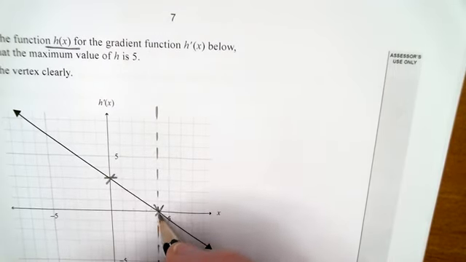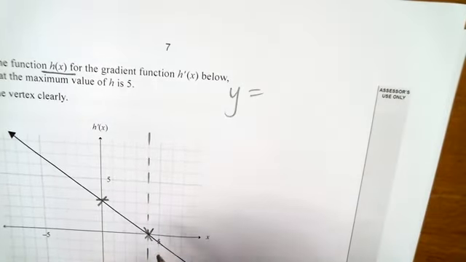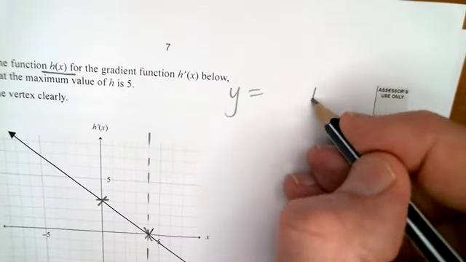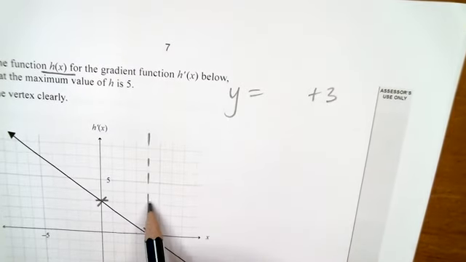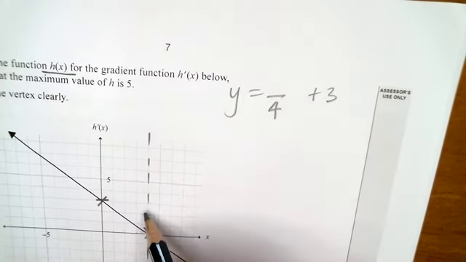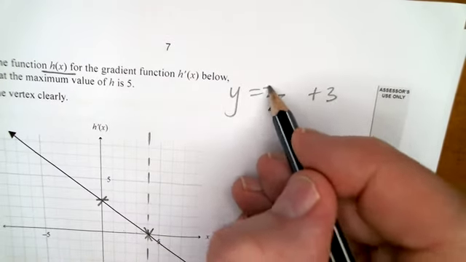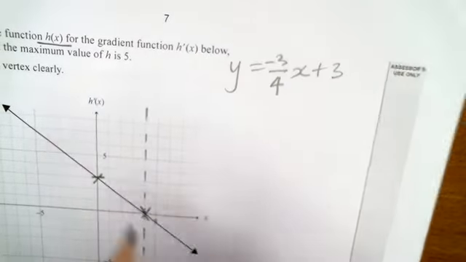So if I draw a graph of this, y is equal to, it's going to be plus 3 at the end. What's the gradient? Well, the gradient is 4 along, and how many down? 1, 2, 3 down. So negative 3 over 4 x plus 3. That's the graph here.